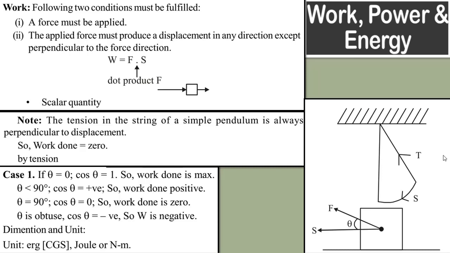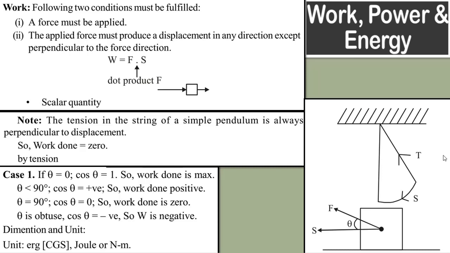It is called the dot product of force and displacement, and a dot product is a scalar quantity. So work is a scalar quantity. The tension in the string of a simple pendulum is always perpendicular to displacement, so the work done by tension is equal to 0. Here in the figure I have shown and explained this.